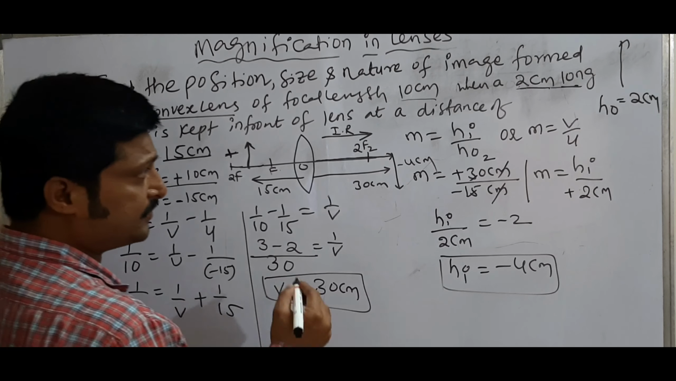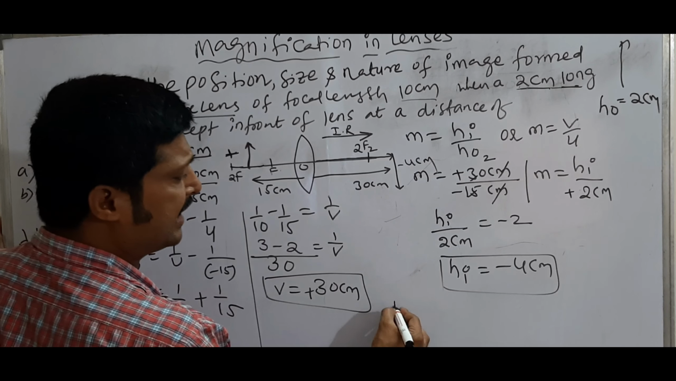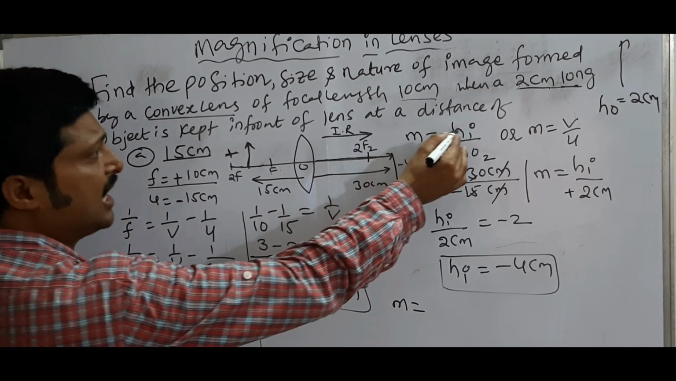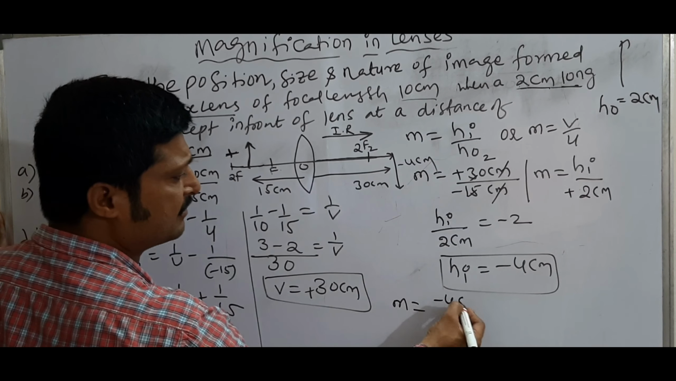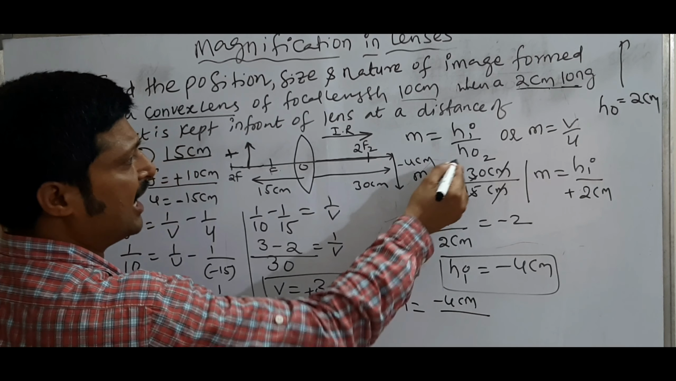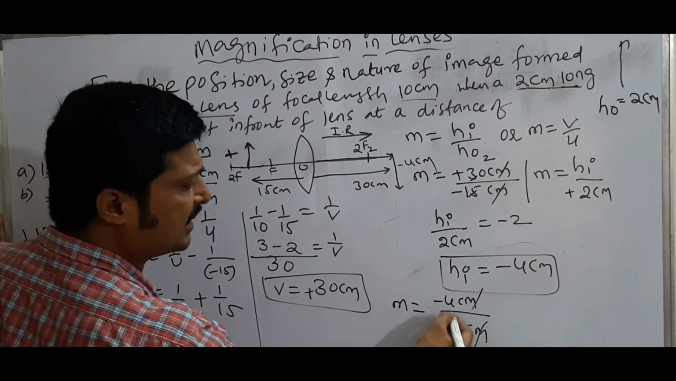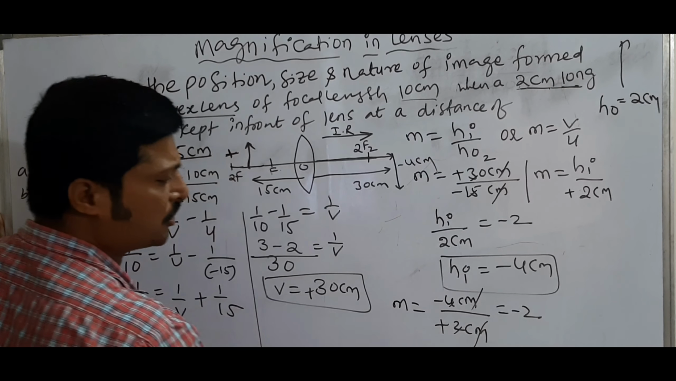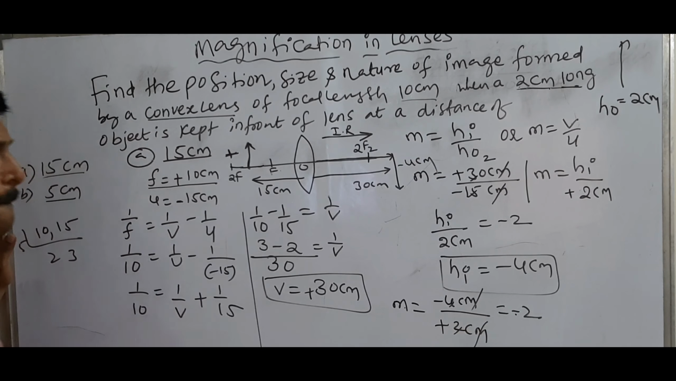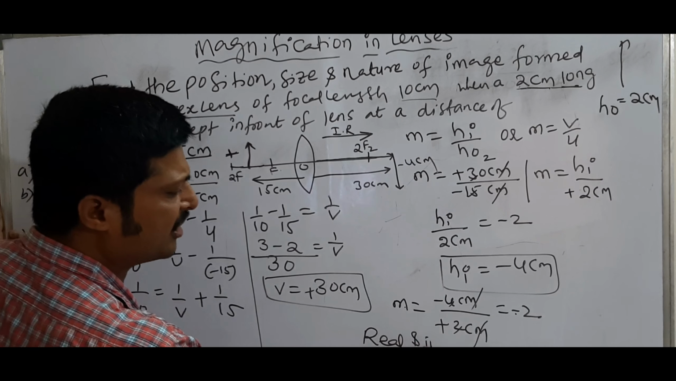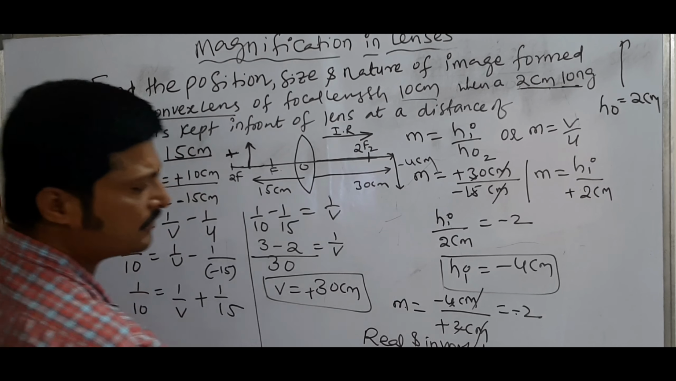Then see the other magnification. Magnification is equal to height of image by height of object. Height of image is minus 4 centimeters. Height of object is plus 2 centimeters. Centimeters get cancelled. This is equal to minus 2. So your magnification is minus. Minus means which image? Real and inverted image.